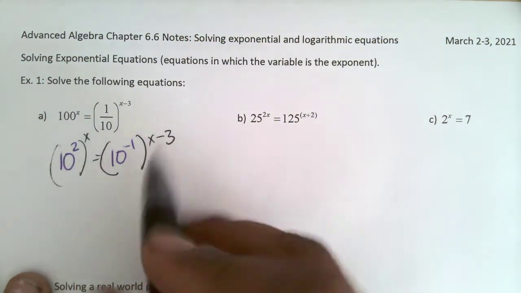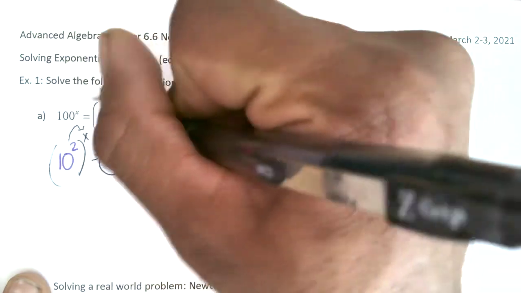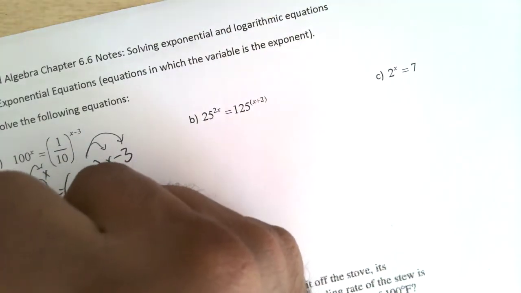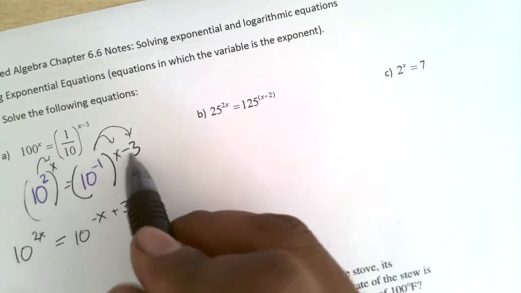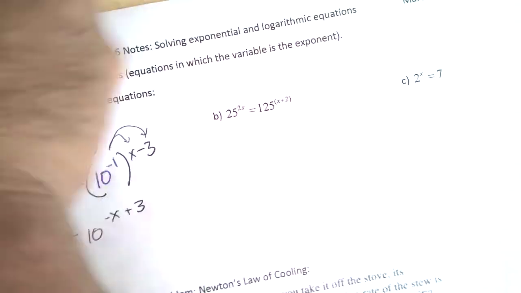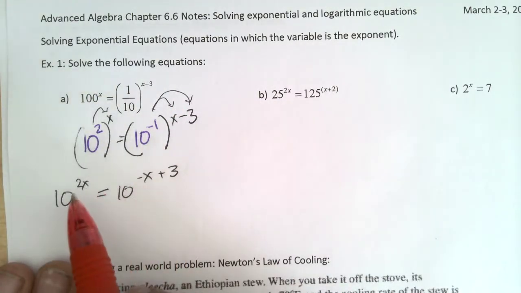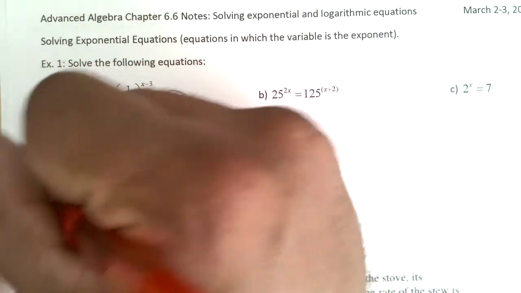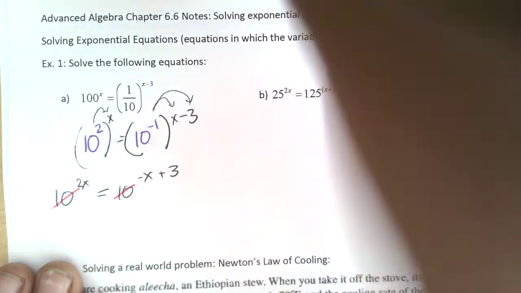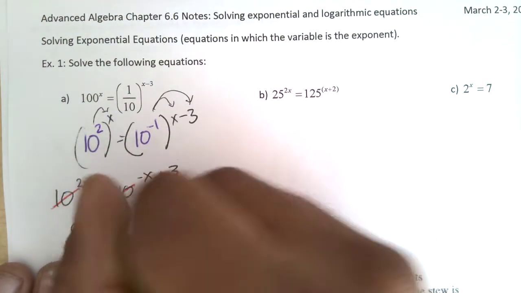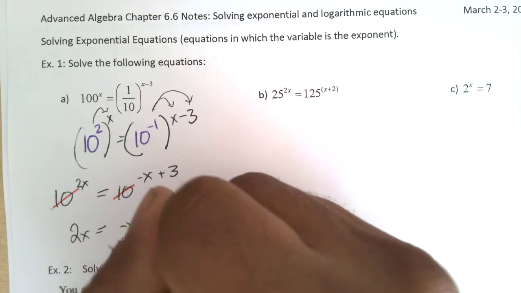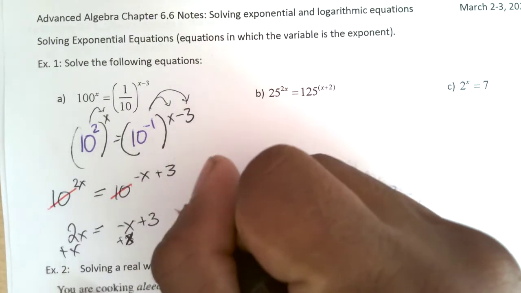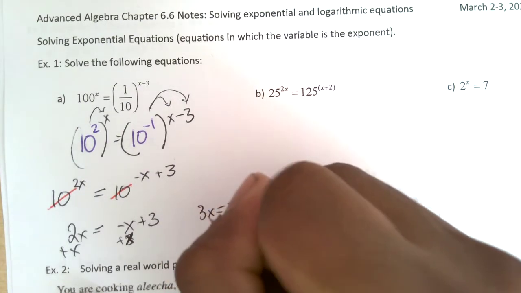And we can combine using the power of a power property to call this 10 to the 2x equals 10 to the negative x plus 3, negative times negative. And what's cool here is when our bases are the same, these two sides of the equation, if we need them to be the same, the exponents need to be the same. For lack of a better term, I'm going to just say that those are canceling out. And we'll add our x to each side. And what we get is 3x equals 3 and x equals 1.